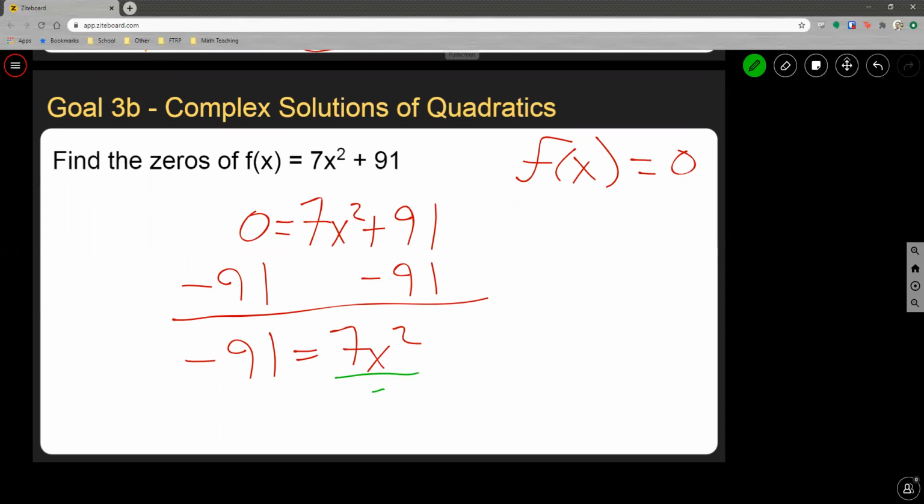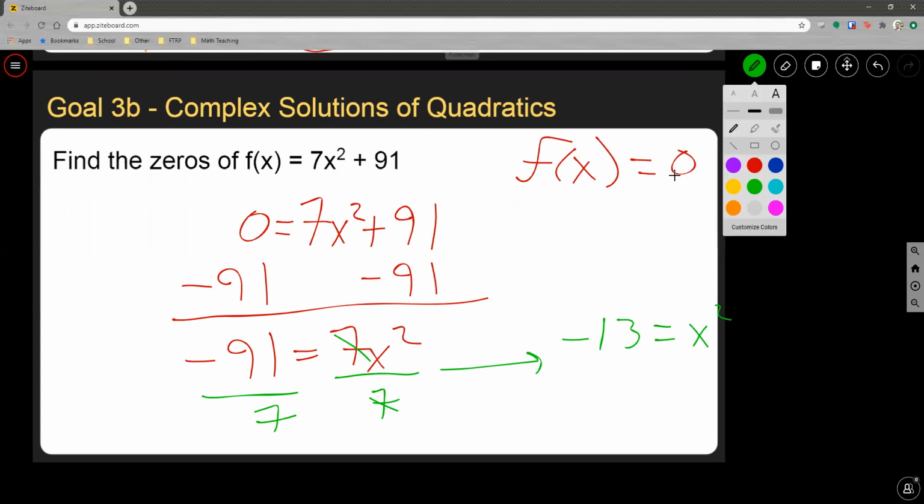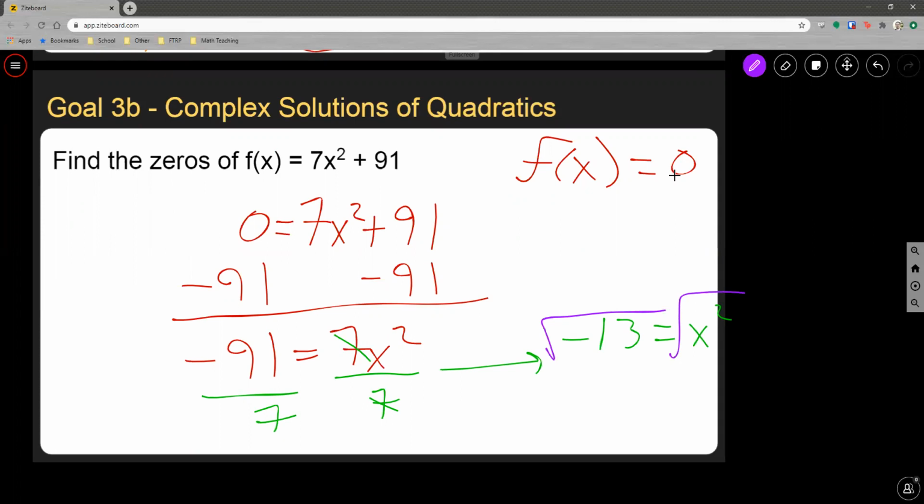We're almost done already. Divide by 7 on both sides. Negative 91 divided by 7 is going to equal negative 13, which equals x squared. So again, all I have to do is take the square root on both sides. Square root of x squared gives you x. Square root of negative 13, I'm going to have a plus or minus i times the square root of 13. Super fast.